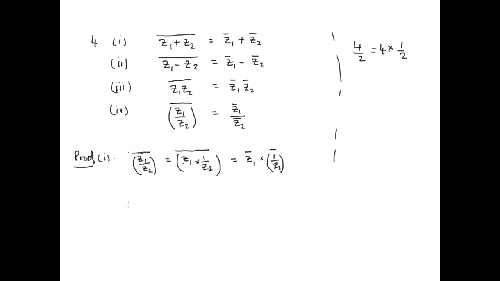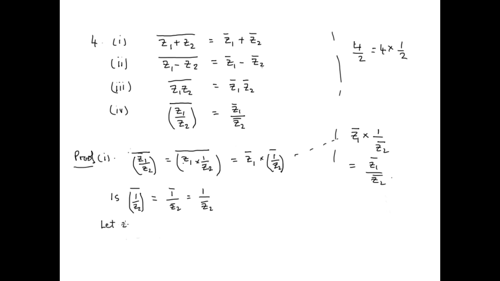So we need to answer this question: is the conjugate of 1 over z2 the same as 1 over the conjugate of z2? The conjugate of 1 being just 1, is this the case? If so, we have z1 bar times 1 over z2 bar, which is z1 bar over z2 bar, and hence the result. So we really have to show that the conjugate of 1 over z2 is the same as 1 over the conjugate of z2.